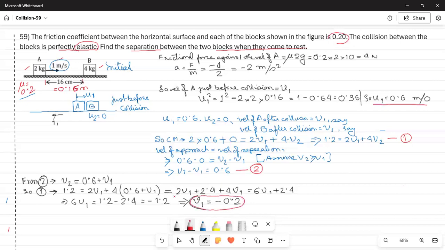That means we have considered V1 and V2 both towards right. What we find now is that after collision, B will move towards right and A will bounce backward with a velocity V1 equal to 0.2. A will bounce back and B will be in the forward direction. Let us see how far B goes.